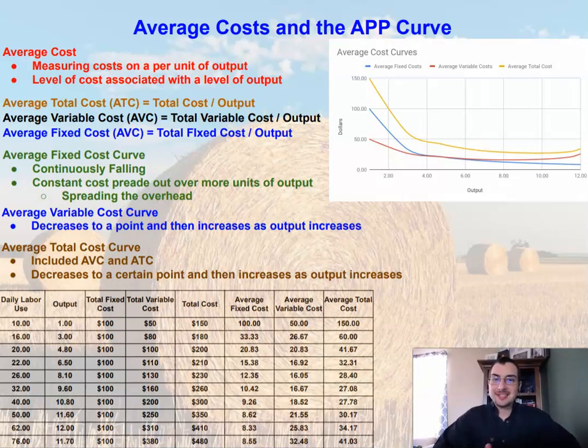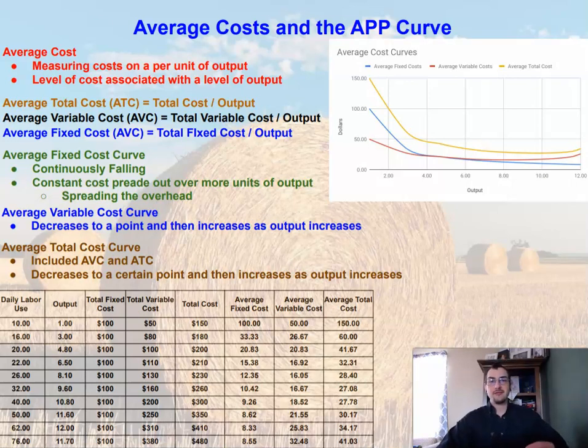If you remember back to the production function, we said that those first bits of inputs provide a large amount of output. And then as we use more inputs, the efficacy, I guess you could say, of those inputs begins to decrease. As we use more inputs, our output will continuously increase, but not at the same rate. It actually begins to increase at a decreasing rate.